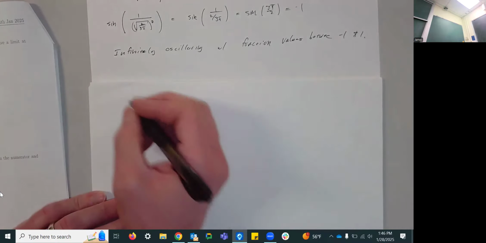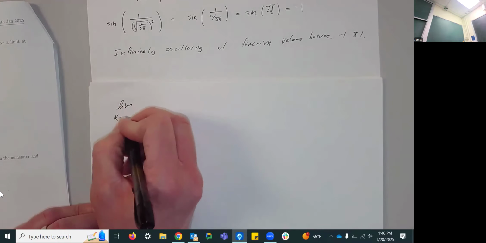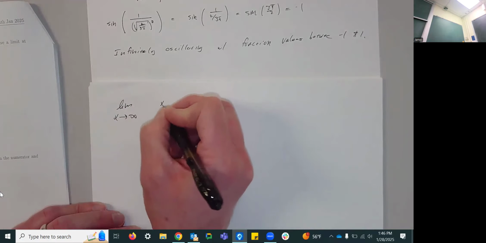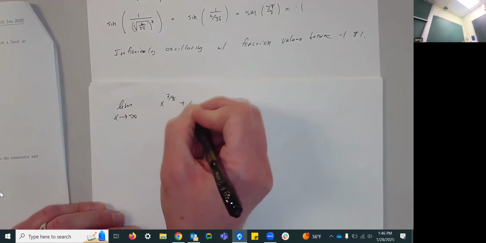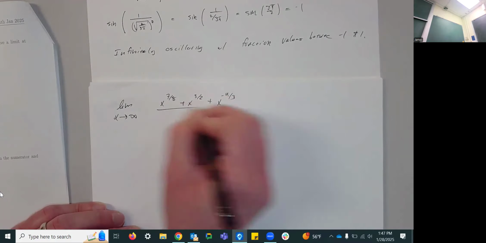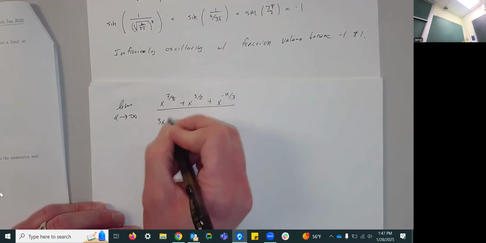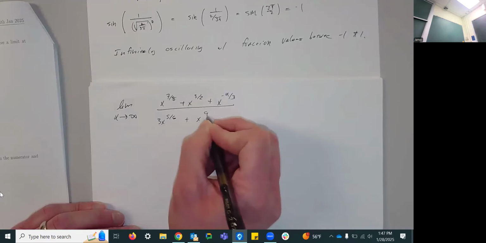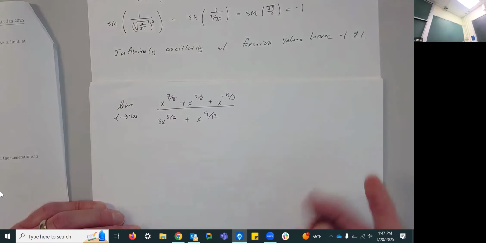Compute the following limit. Okay. Limit as x goes to infinity of x to the 7/8 plus x to the 3/2 plus x to the -4/3 divided by 3x to the 5/6 plus x to the 9/12. Why wouldn't you reduce that fraction?